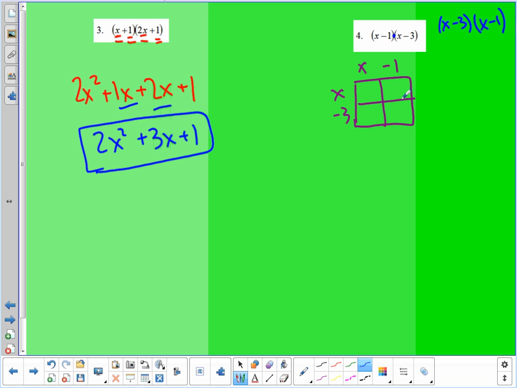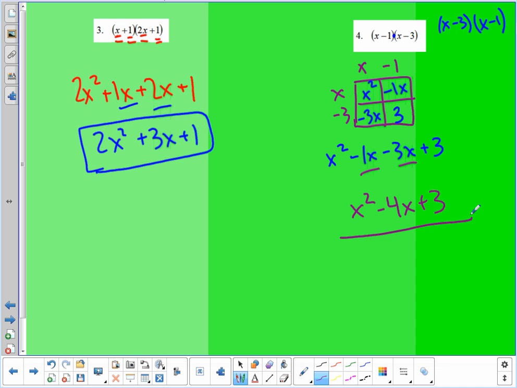Now let's find the products that go on the inside. X times x is x squared. X times -1 is -1x. X times -3 is -3x. And -3 times -1 is +3. Write out your four terms. X squared minus 1x minus 3x plus 3. Like terms go together. -1 minus 3 is -4, so x squared minus 4x plus 3, and there we have it.